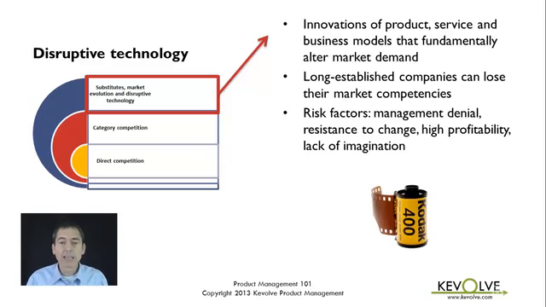A classic example of disruptive technology is the company Kodak. Now, it depends on your age, but you may have grown up taking pictures on film and then sending those off to be developed or taking them somewhere to be developed. Maybe you just worked with digital cameras.